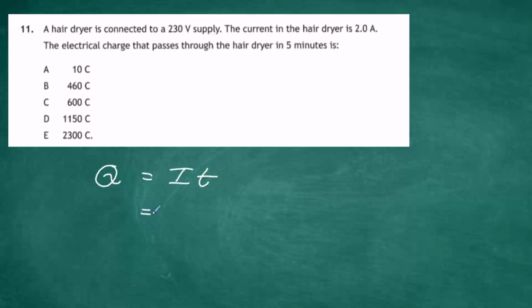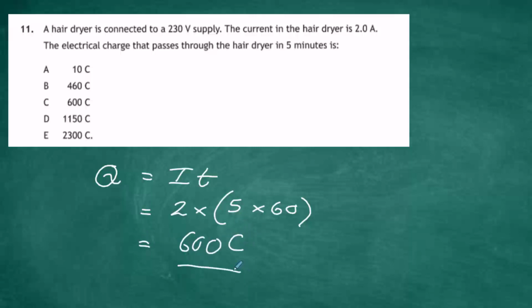So therefore the current flowing is going to be 2 amps, but we have to change the time into seconds, and that means the 5 minutes will have to be changed into seconds by multiplying by 60. So we have 2 fives are 10, 10 times 60 is going to give us 600, and the unit for coulombs is capital C. So our answer for question 11 is going to be 600 C.